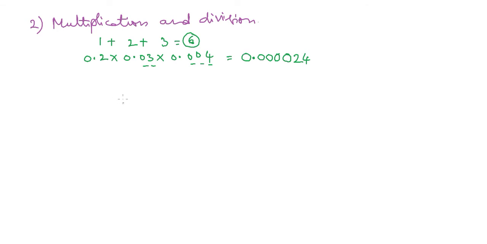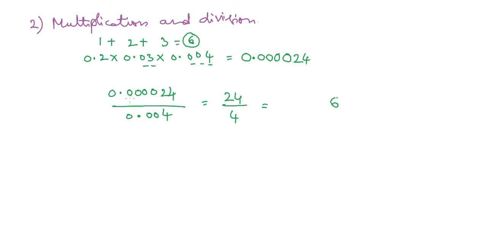Now let's do the same problem for division also. For example, if I want to divide 0.00024 by 0.004, how can we divide this? Simply take the numbers without decimals and just write the answer. That's all, first point. And then how do we proceed?